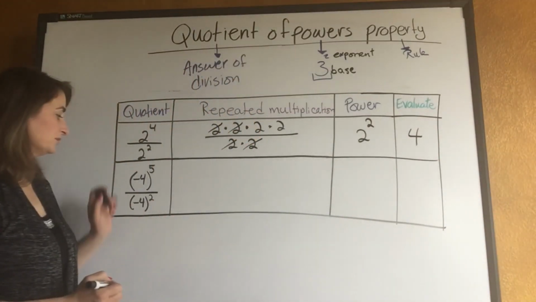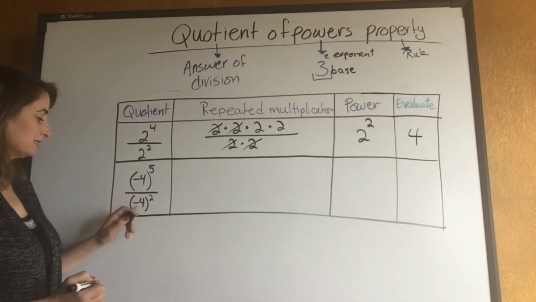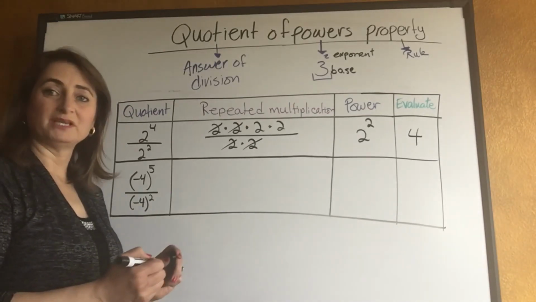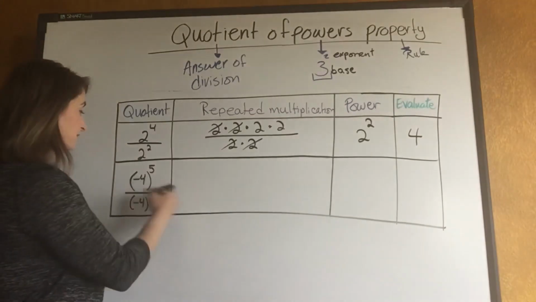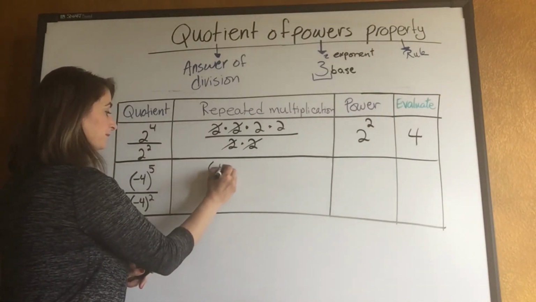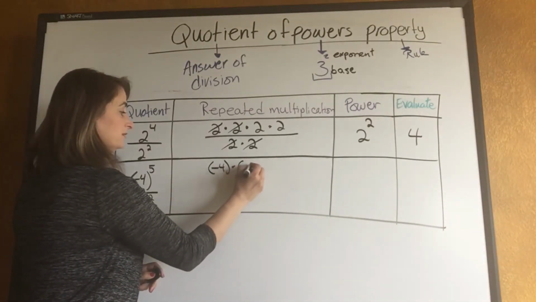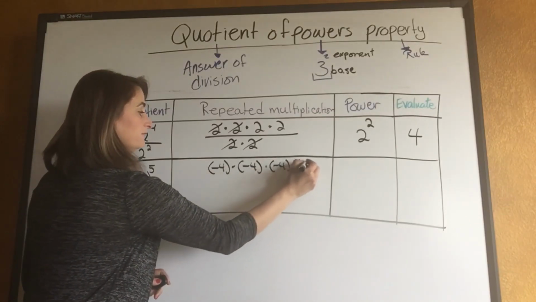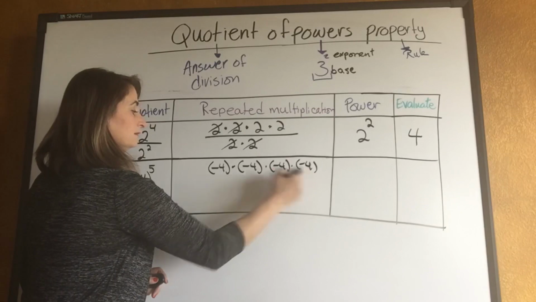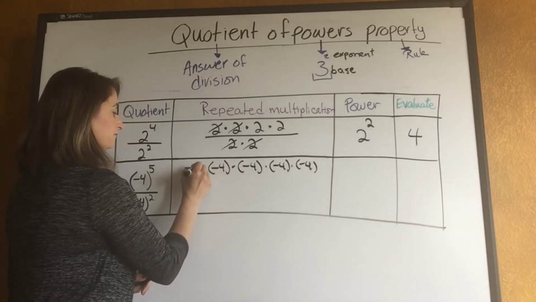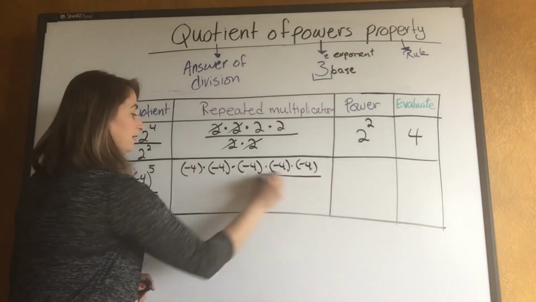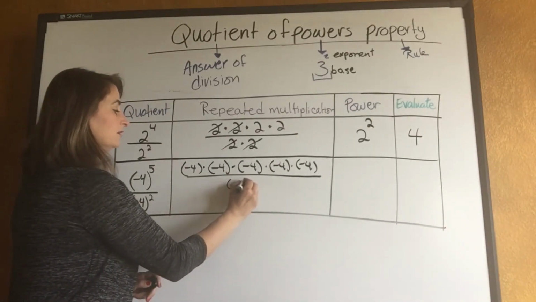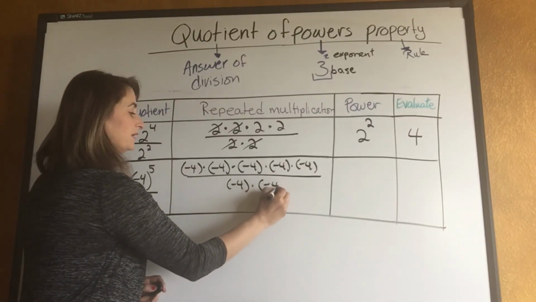Now here's another example. Negative 4 to the power of 5 divided by the same base, negative 4, but it's to the power of 2. Let's use repeated multiplication. Again, negative 4 to the power of 5 means negative 4 times negative 4 times negative 4 times negative 4, I think I need one more, times negative 4. Divided by negative 4 to the power of 2, which means the base negative 4 repeated twice: negative 4 times negative 4.